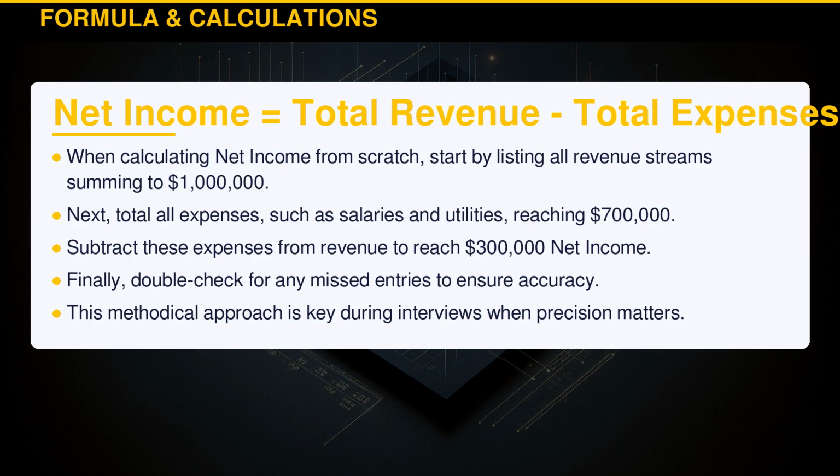When calculating net income from scratch, start by listing all revenue streams summing to $1 million. Next, total all expenses such as salaries and utilities, reaching $700,000. Subtract these expenses from revenue to reach $300,000 net income. Finally, double-check for any missed entries to ensure accuracy. This methodical approach is key during interviews when precision matters.